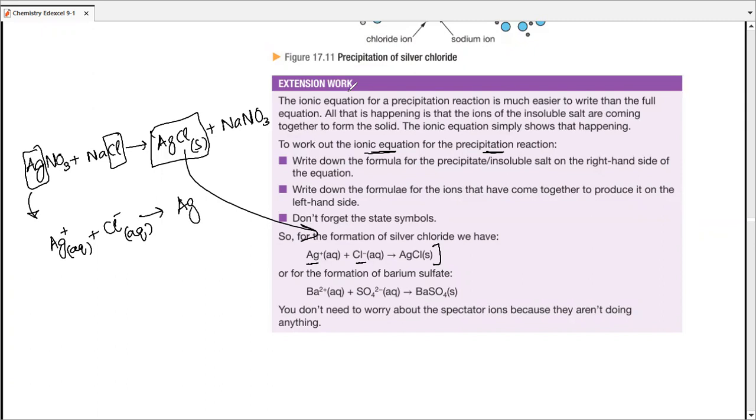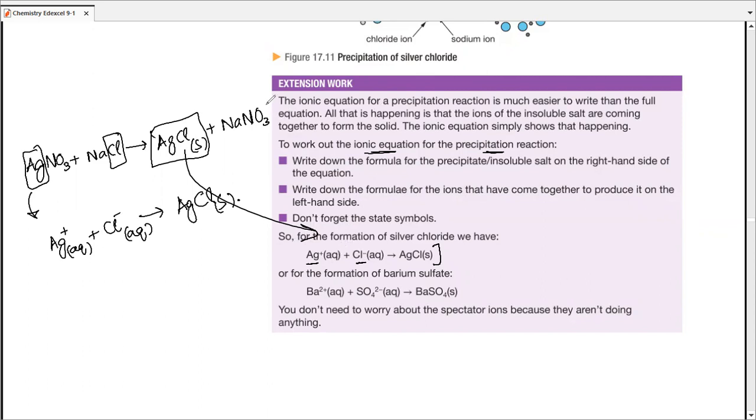My bad. This is not P, this is Q, of course, and this is not P either. Oh, sorry, this is G. Q is actually the part of aqueous. What am I doing? So yeah, solid. All right. So that's how we form the ionic equation.